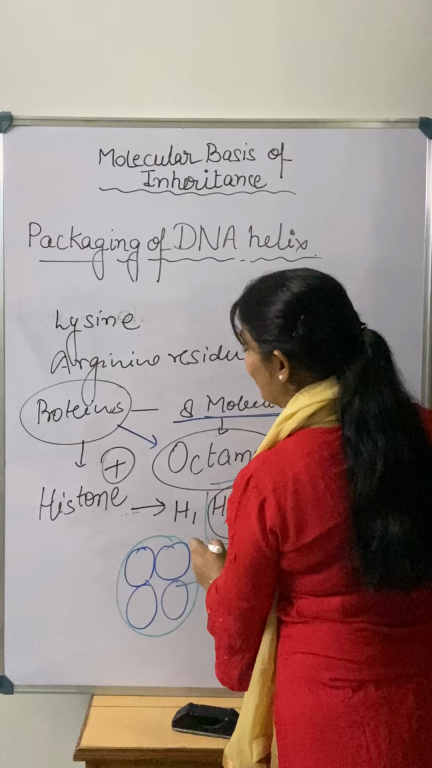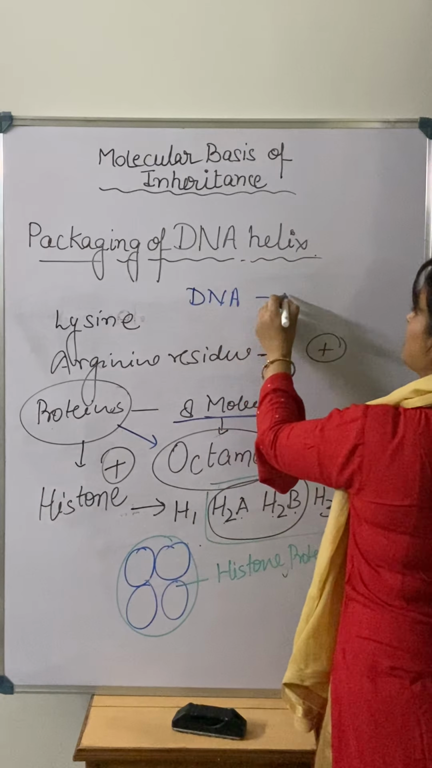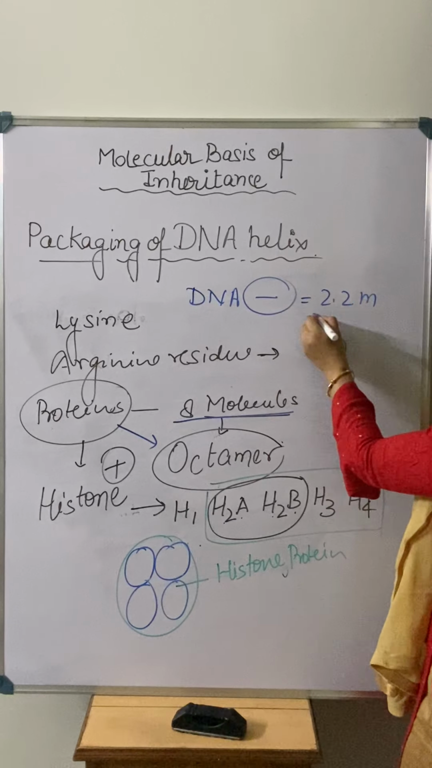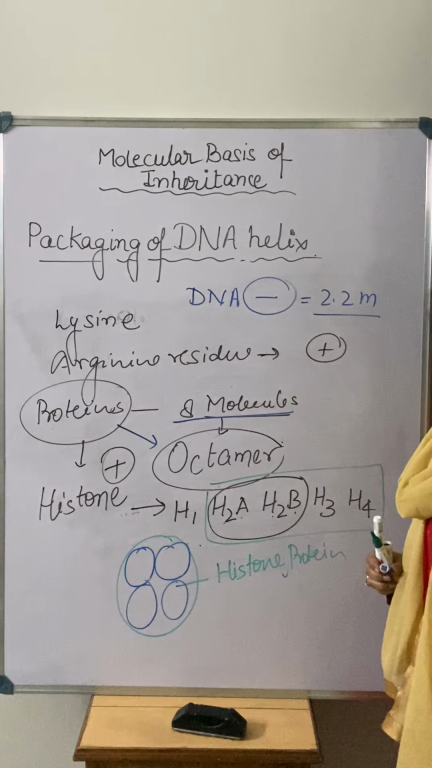So being a positively charged histone, and as I told you, DNA is what? DNA is negatively charged, right? So what happens? Such a long DNA, 2.2 meters long, is going to wrap around this histone protein structure.